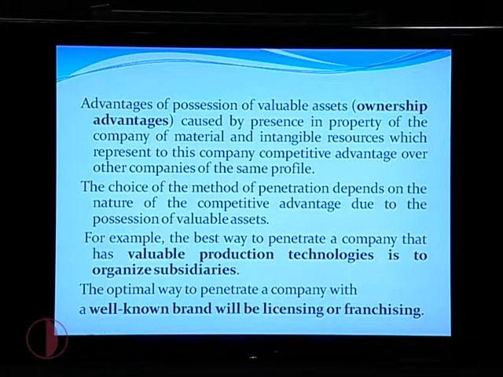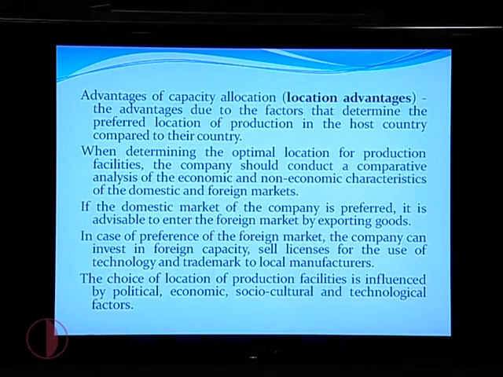Yes? The optimal way to penetrate for a company with a well-known brand will be licensing or franchising, like Coca-Cola or McDonald's, for example. Advantages of capacity allocation, or location advantages, are the advantages due to the factors that determine the preferred location of production in the host country compared to the home country. When determining the optimal location for production facilities, the company should conduct a comparative analysis of the economic and non-economic characteristics of the domestic and foreign markets.